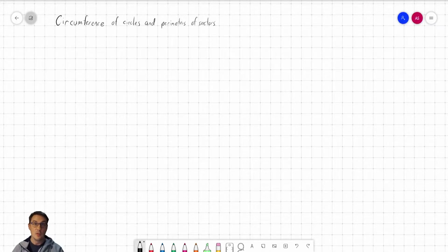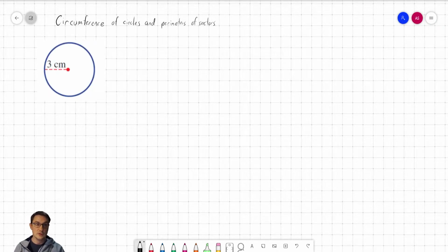Hey, amazing people. What we're doing today is we're looking at the circumference of circles and the perimeters of sectors. Now, the word circumference is just the special name that's used when we're finding the length or the distance around the outside of a circle. So it's effectively just the perimeter which we're finding.